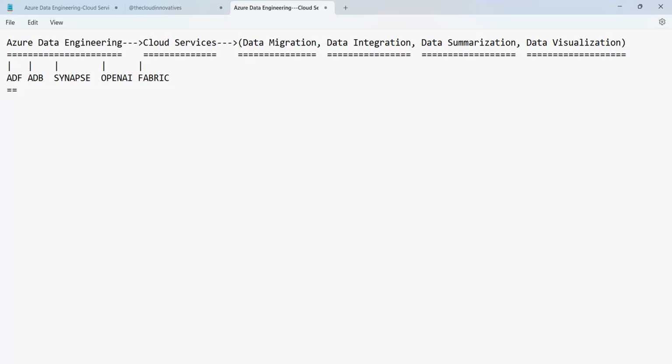Okay, guys. So we have ADF, the next one is ADB, then Synapse, then OpenAI, and then Fabric. These are all the services we have in the Azure Data Engineering.